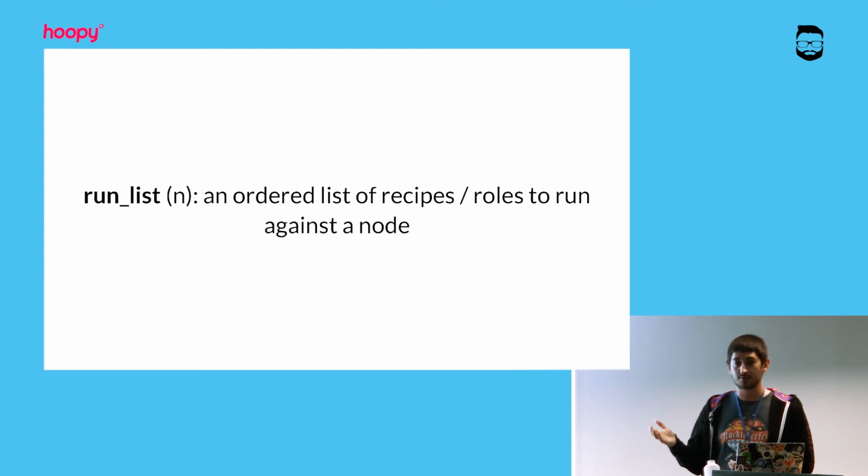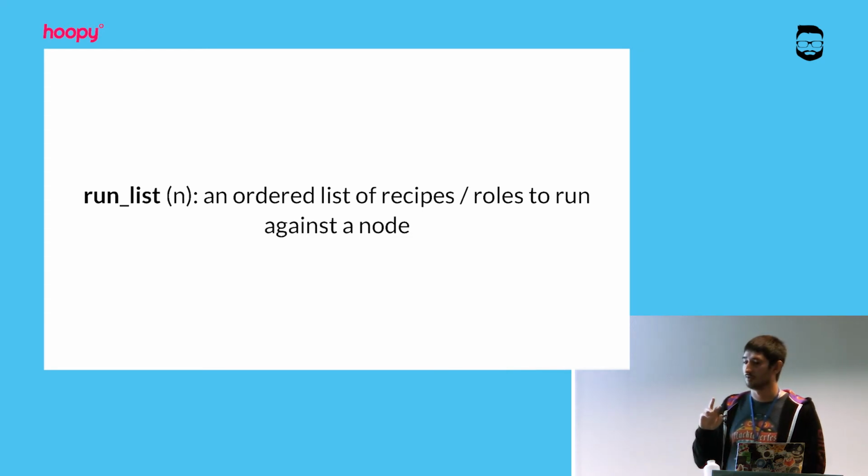So then there's the term converge, which is where you run Chef on a node with a given run list. So the run list is an ordered list of recipes and roles that run against the node. So Chef employs a two-phase converge. So first it compiles, which basically will expand out the run list to all the different recipes it's going to run. It'll remove any duplicates, and then it'll actually run it.